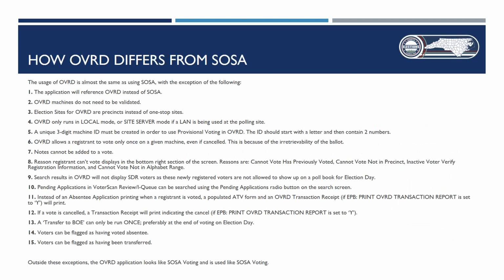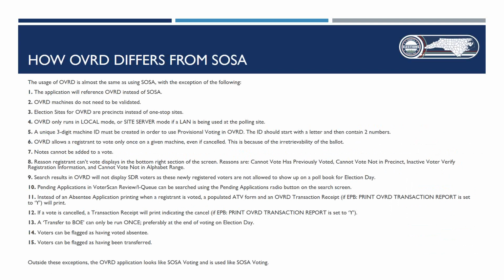All right, and so this slide just tells you a little bit about the differences of OVRD and SOSA, and I'm not going to read them all out. Some of the main things are that OVRD machines don't need to be validated. OVRD uses your election sites or the precincts. They're not one-stop sites. OVRD only runs in local mode, or there is the site server functionality if a LAN is being used. And certainly all that information about setting that up is in the admin guide. But we can assist you a little bit with that if you decide to go in that direction.